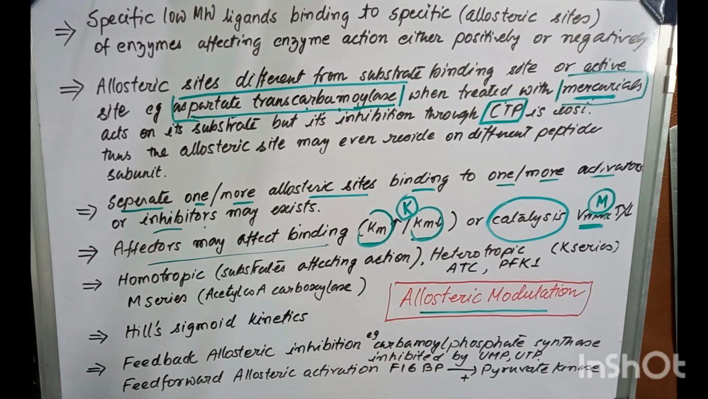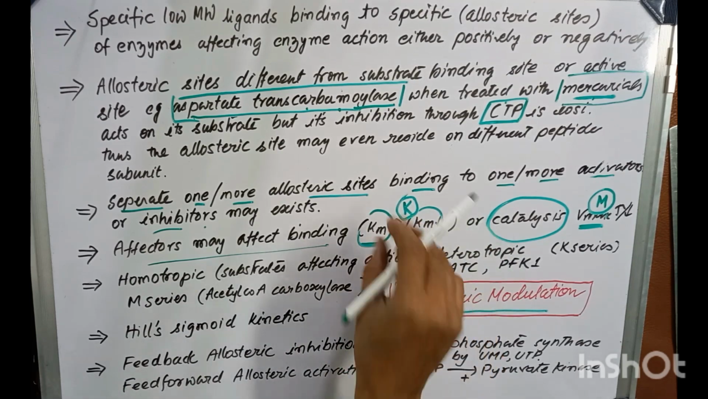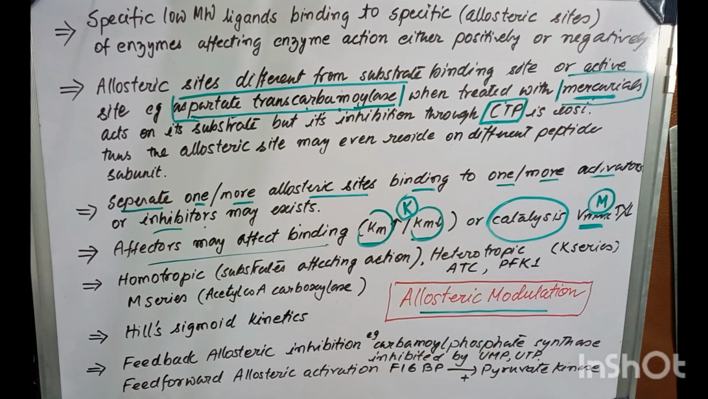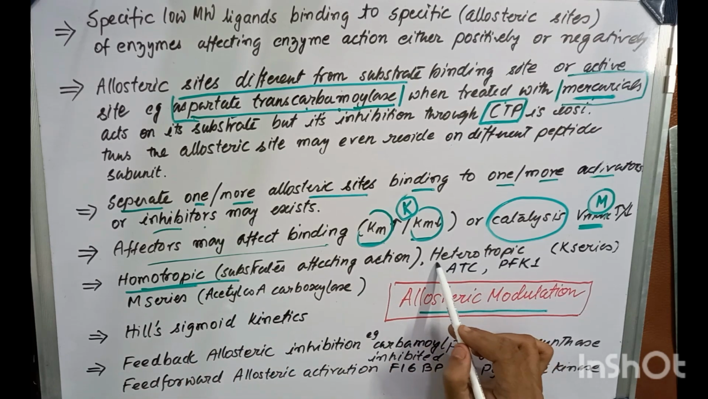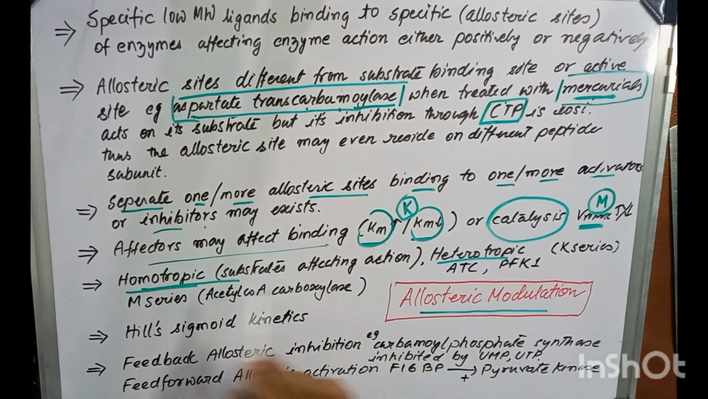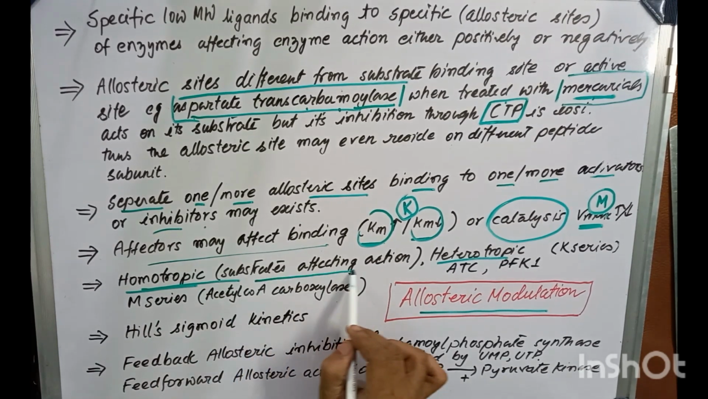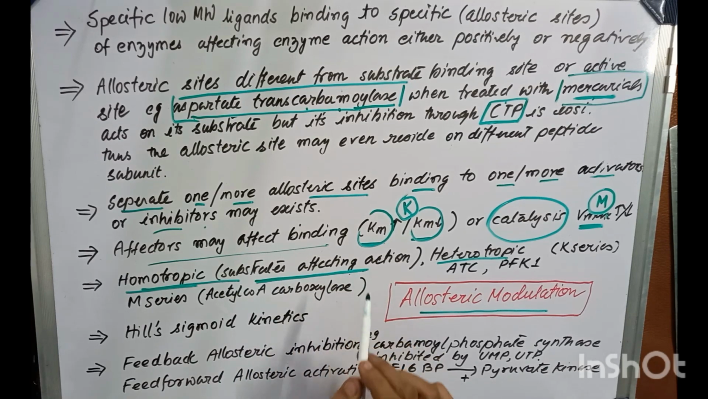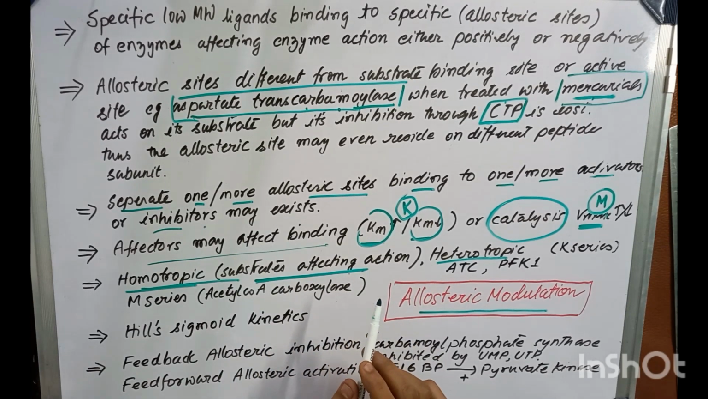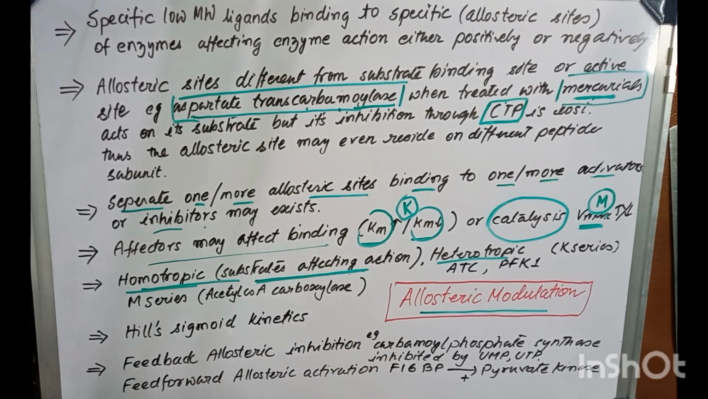Those modulators which change the Km of the enzyme are the K series effectors. Now there is another point, which is homotropic as well as heterotropic. What do these two words mean? Homotropic means the substrates are affecting the reaction. It is nobody else. The substrate acts on the enzyme to stimulate the enzyme.